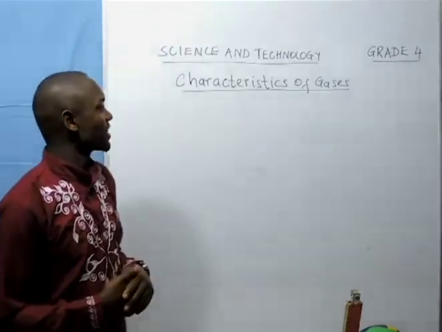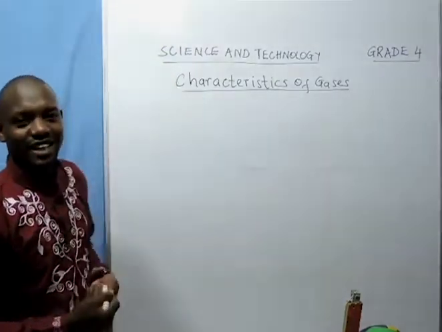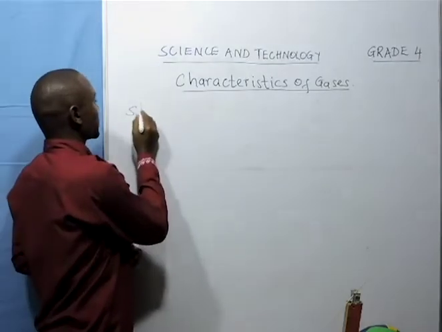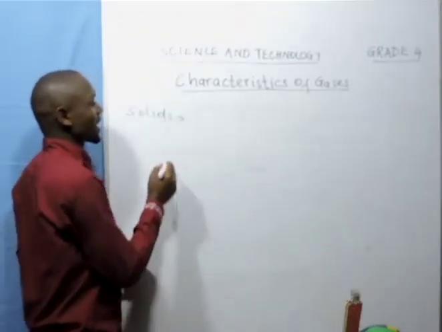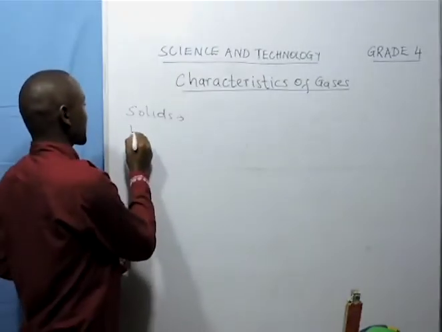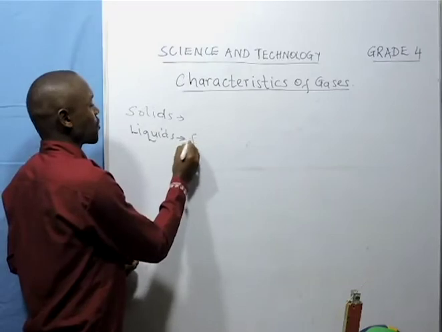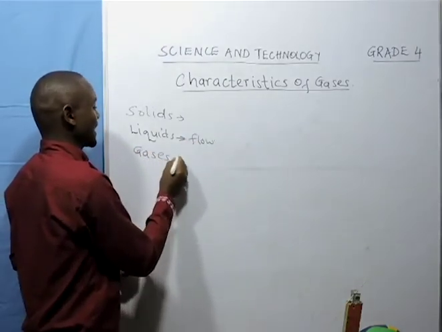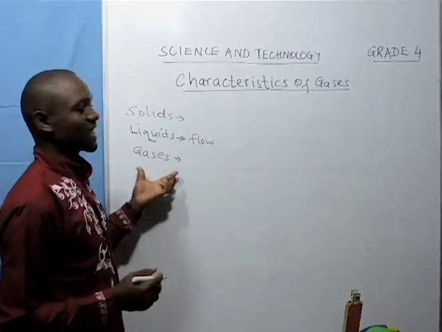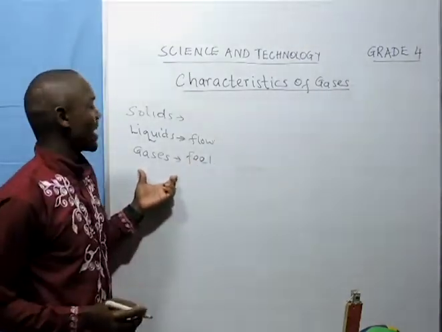Today we are looking at characteristics of gases. We'll be looking at the three states of matter, and we say that matter exists in three states. We have solids, which are things we can touch and see. We have liquids, which are things which flow. And then we have gases. We cannot see gases, but we can feel the presence of gases.